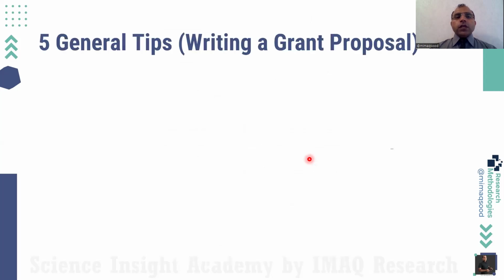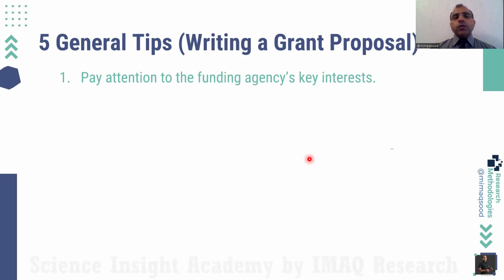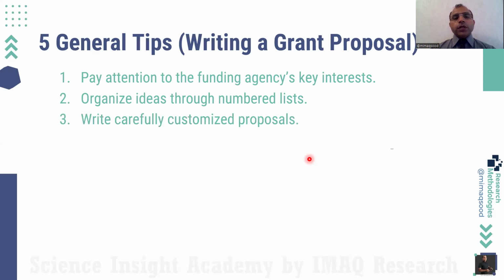There are five general tips when you are writing a grant proposal. First of all, pay attention to the funding agency's key interest because it's very important. This is the agency which is going to pay the money. So your project should be aligned with their key interest. You should organize the ideas in a numbered list. For example, one idea, two ideas, three ideas, four ideas, five ideas, and you have to present that these are the different types of priorities.